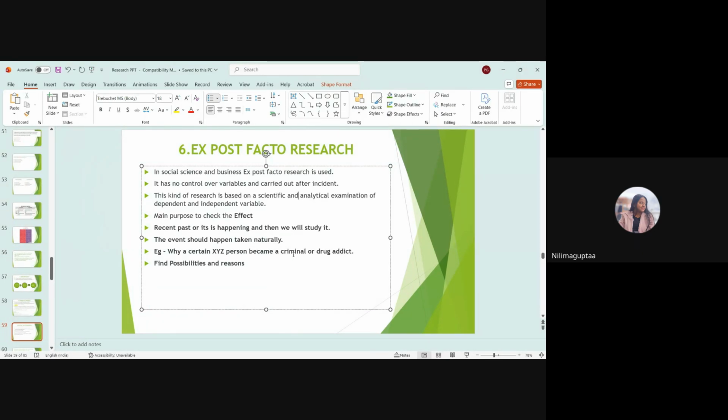So the research has been carried on. Now the person has already done the damage. They have already become a criminal or a drug addict. Now the research considers what were the factors that led a person to become a criminal or a drug addict. That is what ex post facto research does. They find out possibilities or reasons that are available.